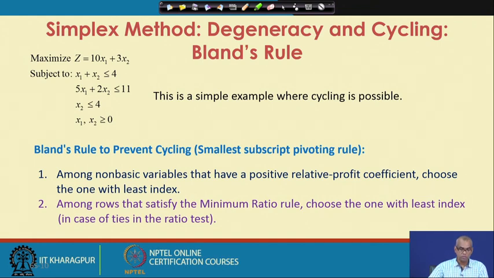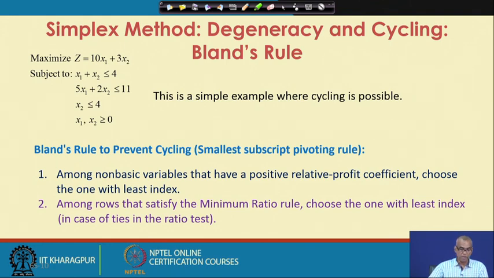It can be proved that if you follow Bland's rule, your simplex will converge in a finite number of steps. That means there will be a finite number of tableaus and you will reach the optimal solution in a finite number of steps. You will not enter an infinite loop.